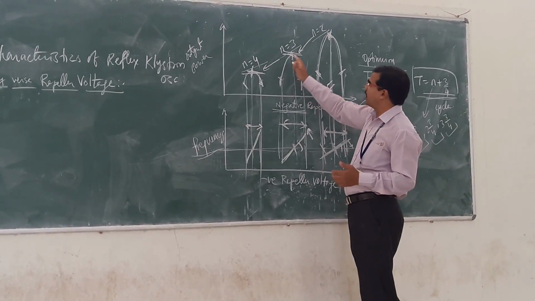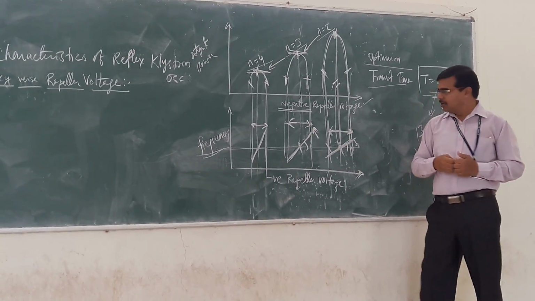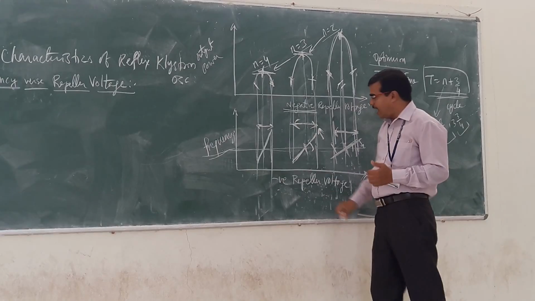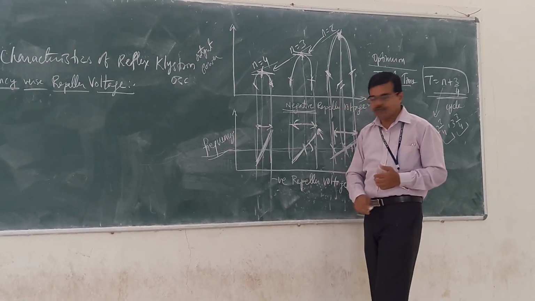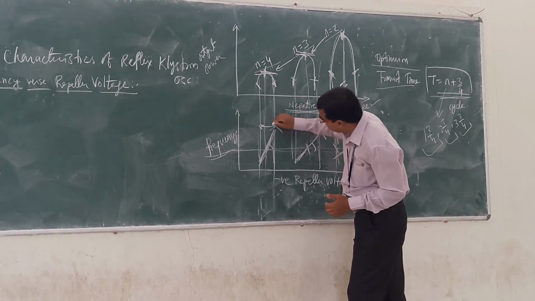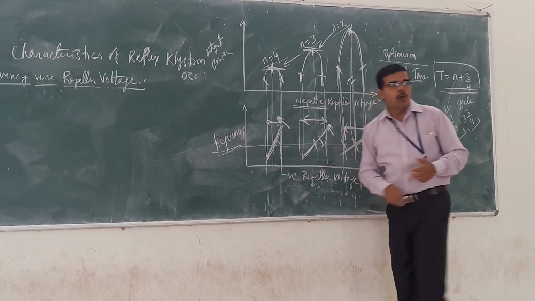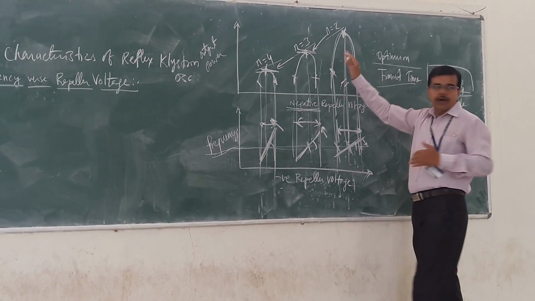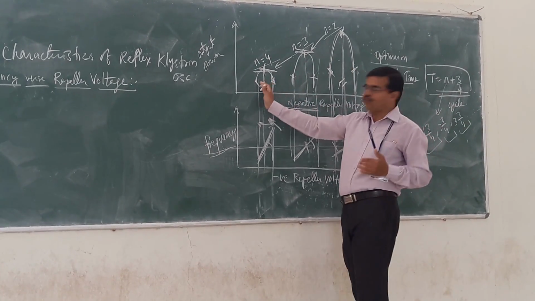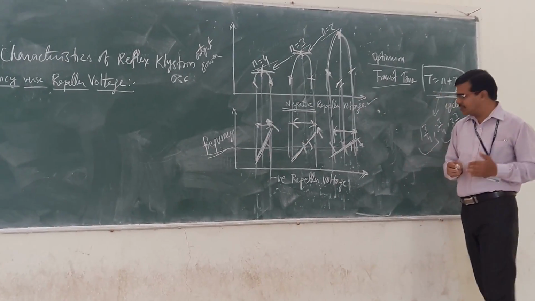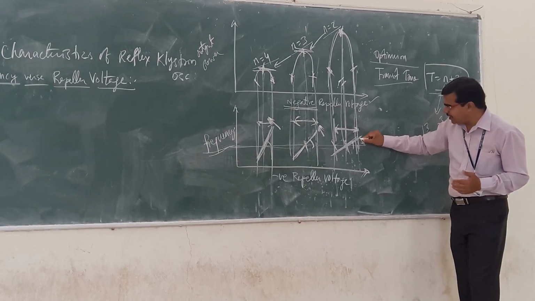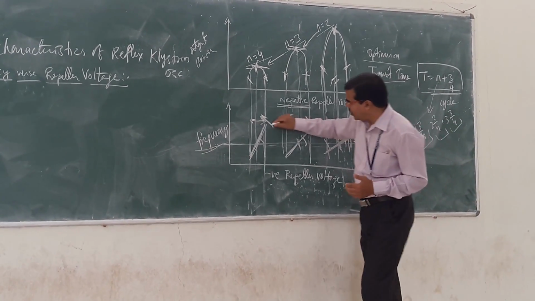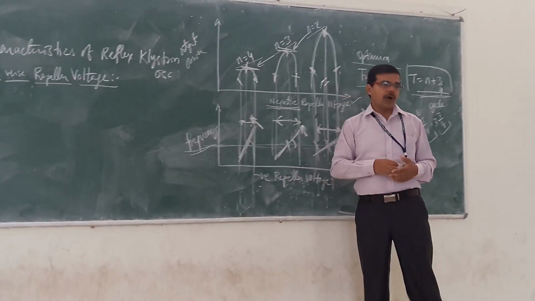So as we increase n, this range decreases. And the frequency here is more towards the y-axis. So if we move from n equal to 2 to n equal to 4, the frequency range is initially towards the x-axis, and as we move, it moves close to the y-axis.